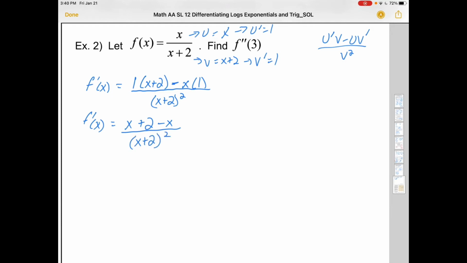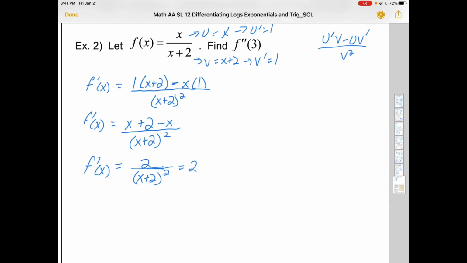Gives us this. So f prime of x is 2 over (x + 2) all squared. That's a nice way of writing this. That's probably the most elegant way of writing it. But depending on what you want to do next, it may not be the most helpful way to write it. So you can leave it like that and use the quotient rule to find the second derivative.